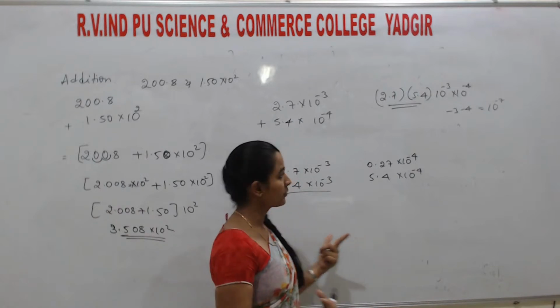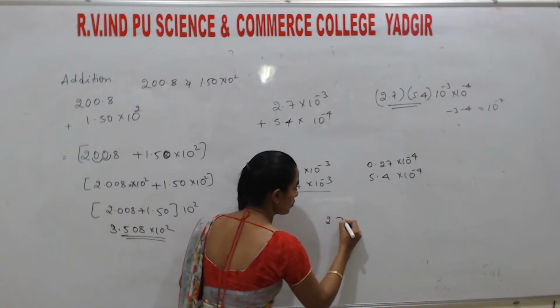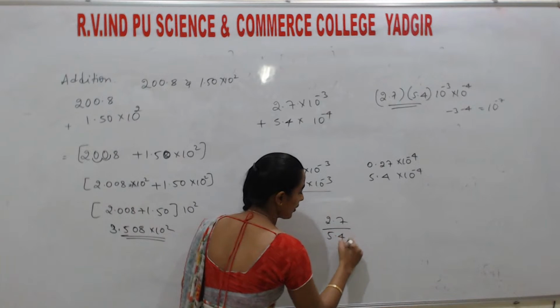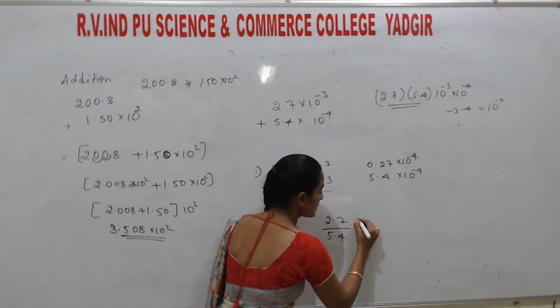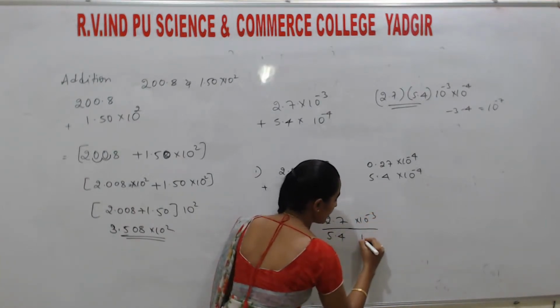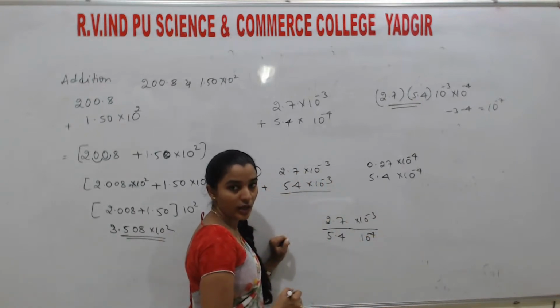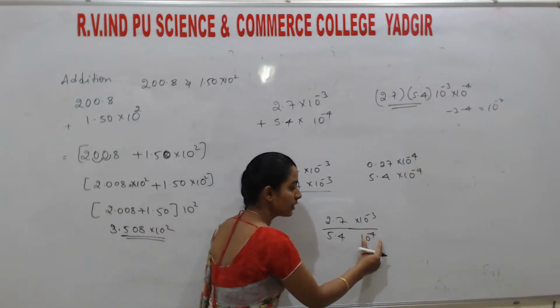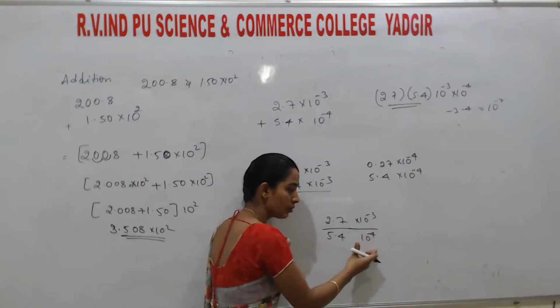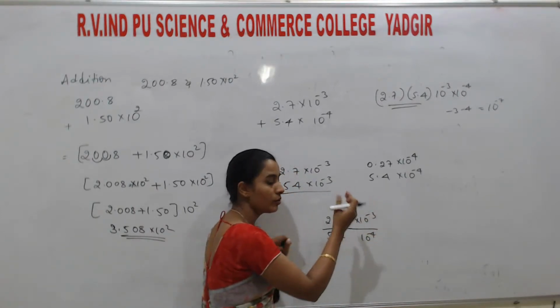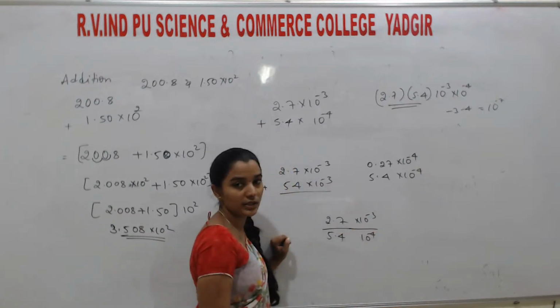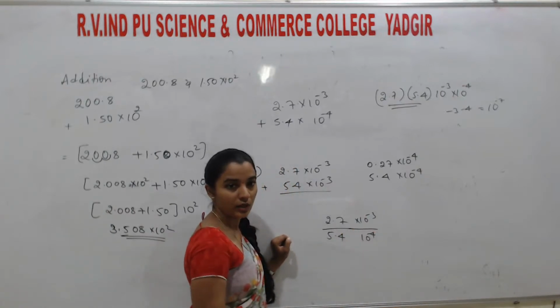For division, if you take same, that is 2.7 divided by 5.4. Here it is 10 raised to minus 3 is there. Here it is 10 raised to minus 4 is there. Okay. Remember students, if the term changes from numerator to denominator or denominator to numerator, the sign of the power will change. Are you getting?